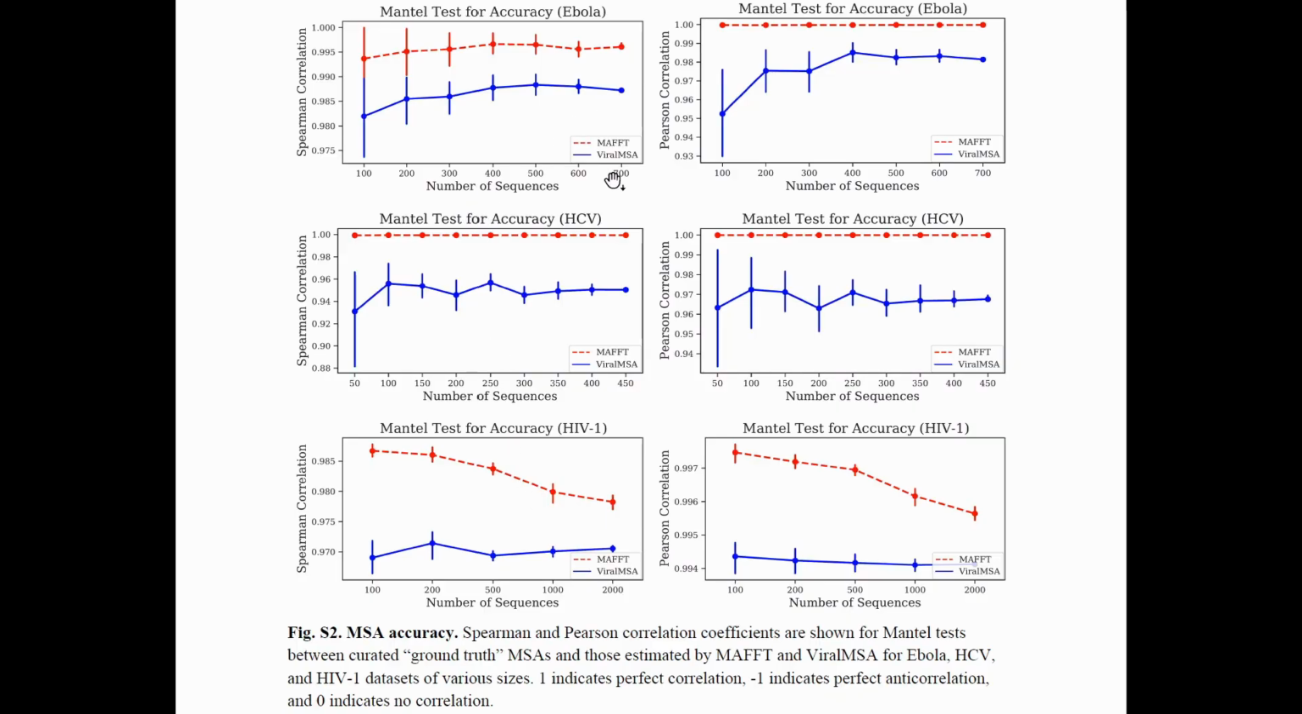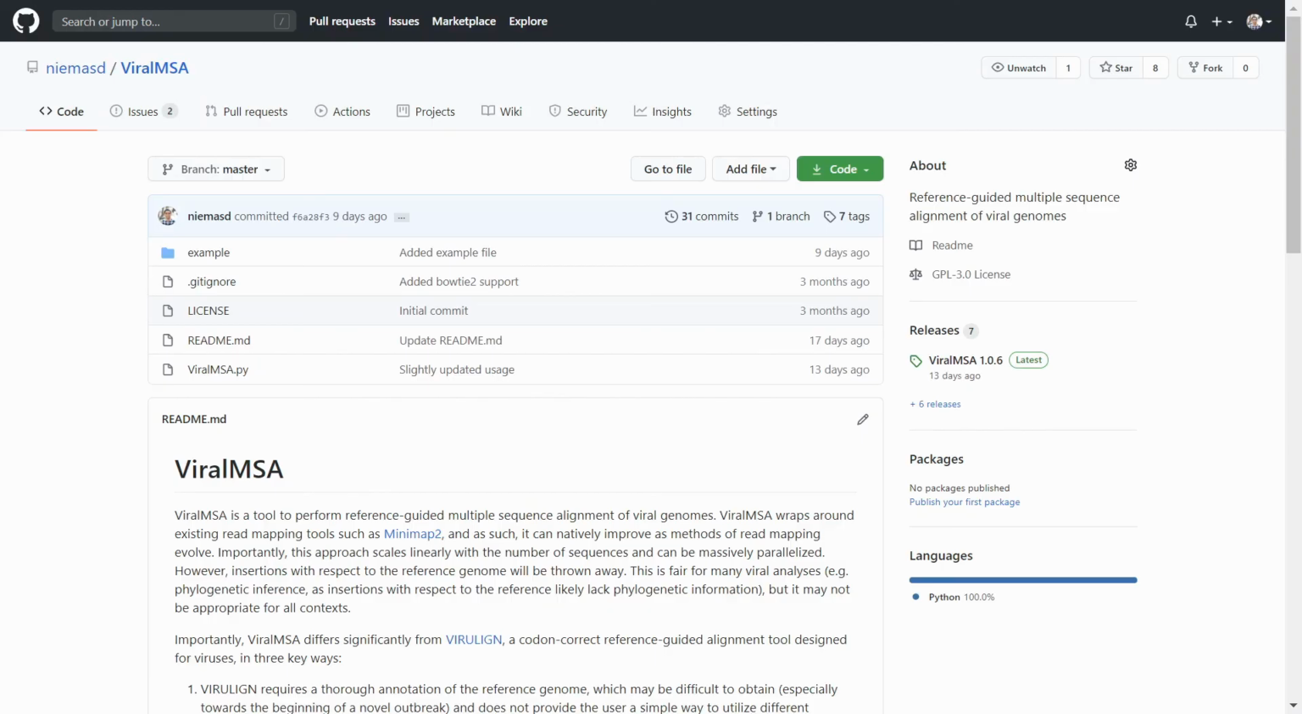We see that both tools consistently have extremely high correlation, meaning both tools are consistently estimating very accurate multiple sequence alignments, with MAFFT consistently doing better than ViralMSA. ViralMSA can be found on GitHub as an open source Python project.